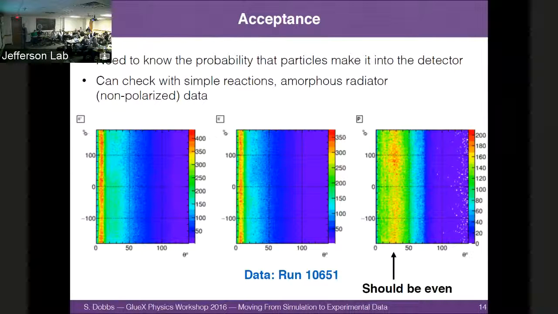One thing you can look at is some simple reactions that are really well known or don't have complicated dynamics, or you can look generally at some features of data that were taken with the amorphous radiator.